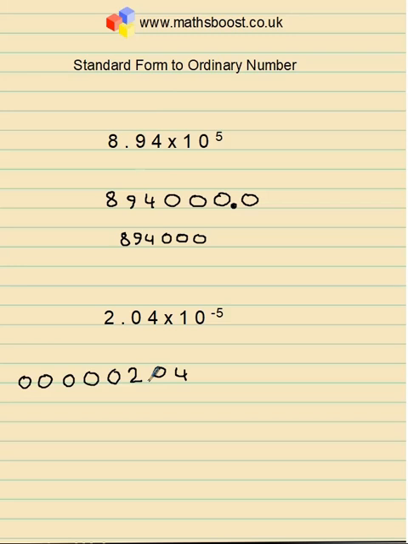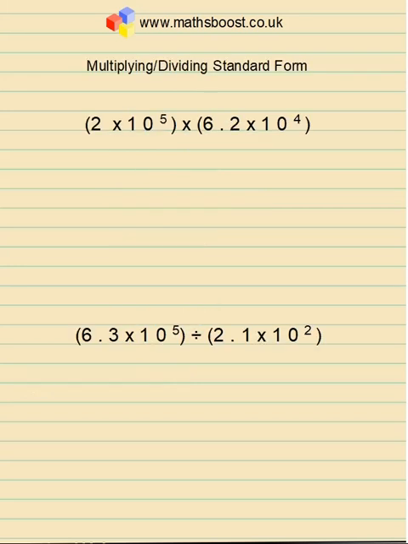2.04, so the point is there. 1, 2, 3, 4, 5. And that would be our ordinary number. So that's the way of thinking about it. Just give yourself plenty of zeros so you can keep track of the decimal point as you move the place values. Right, important that you understand the technique here.